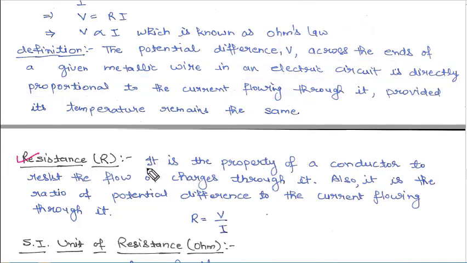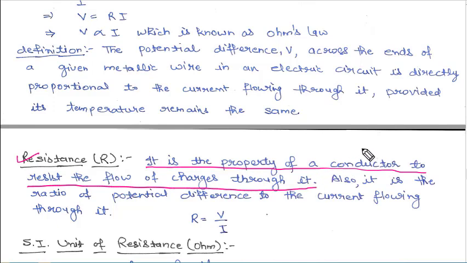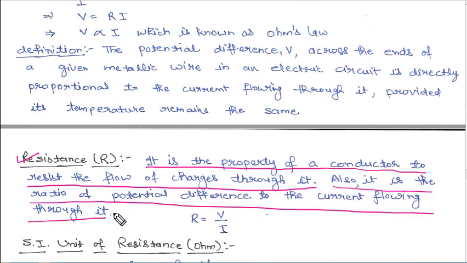It is the property of a conductor to resist the flow of charge through it, like the speed breakers on the road. When you are moving on a smooth road, suddenly a speed breaker comes, your speed will get slowed down. Similarly, when a resistance comes in an electric circuit, it will slow down the speed of the current. Also we can define it as the ratio of the potential difference to the current flowing through it. We can also define R as V over I, which is the ratio of potential difference to the current.